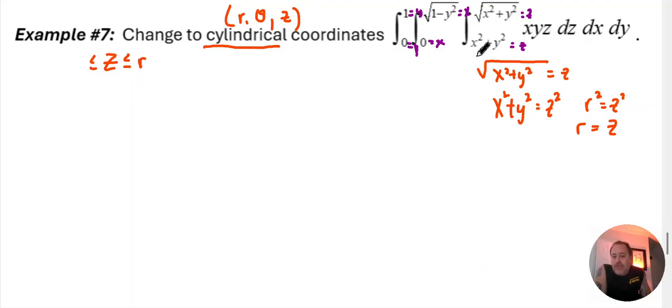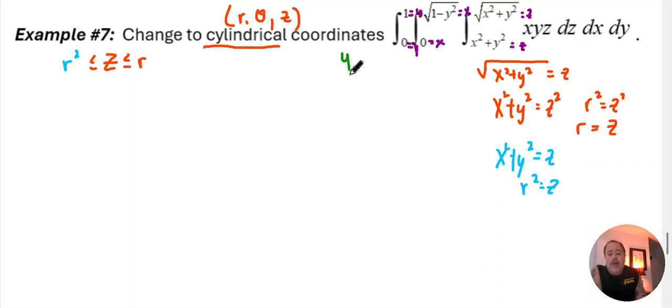Now let's look at the bottom one, where we have x squared plus y squared is equal to z. And just like before, we get that r squared is equal to z. Well, there we go. So our lower bound for z is going to be r squared. And that's pretty straightforward, right? That's what we can do for those problems. Then we have to start looking at what I call the trace, for the bounds for the rest of these.